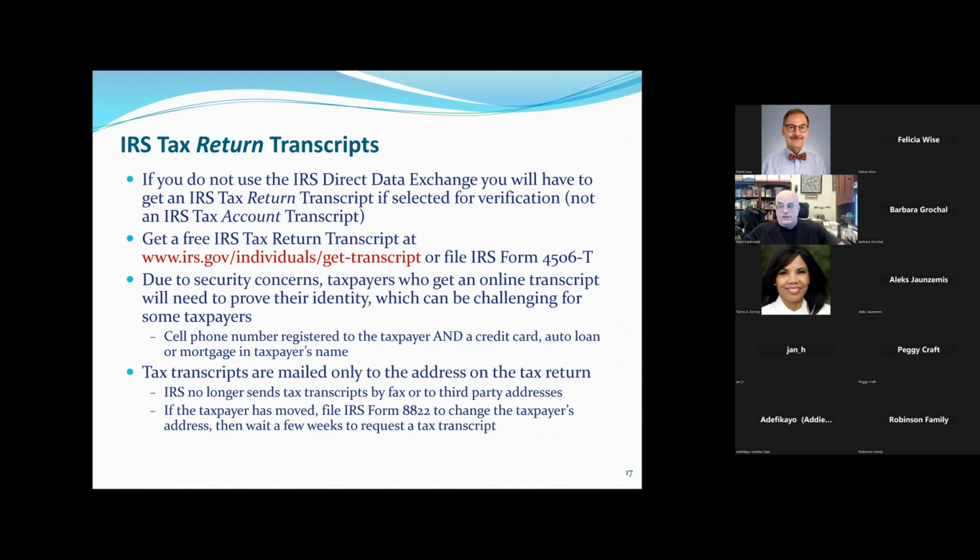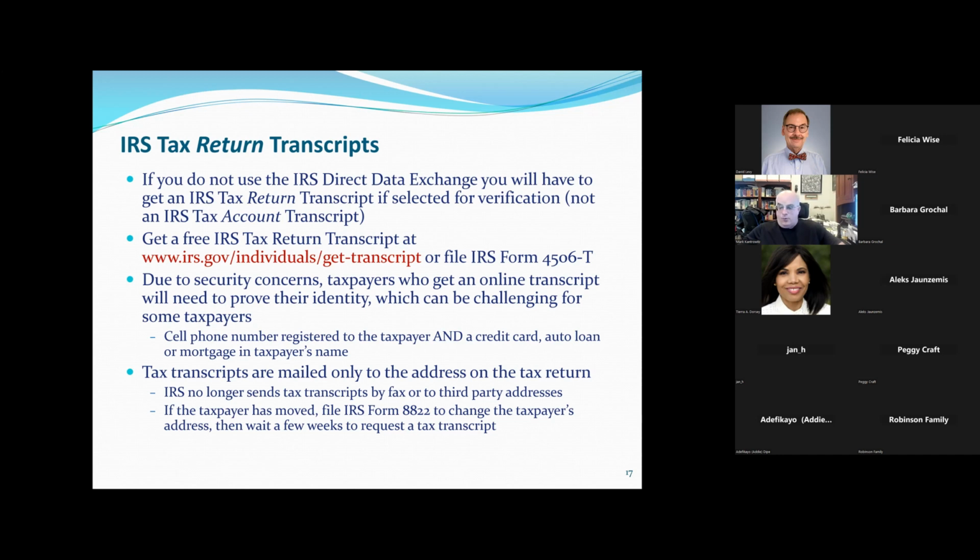You can request a tax transcript by a toll-free number or online, or by filing a paper form. As I said before, if it's by telephone or by a paper form, they will only send the tax return transcript to the address that they have on record.